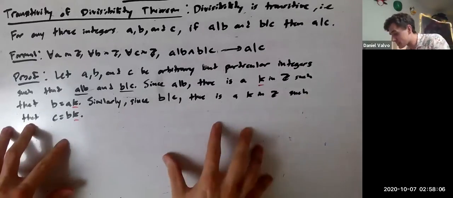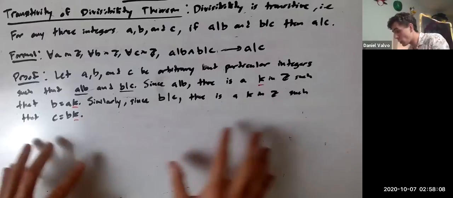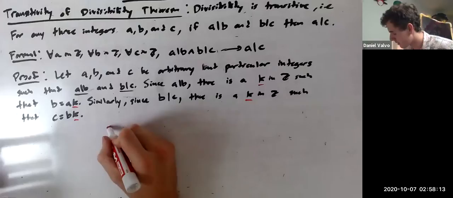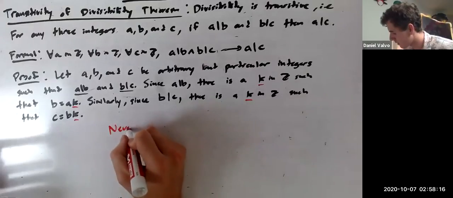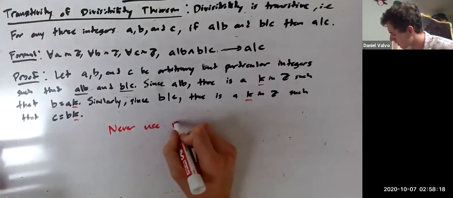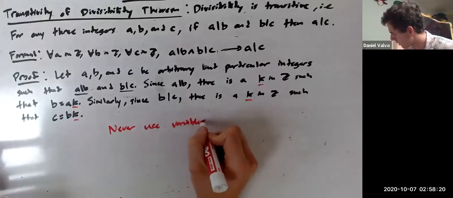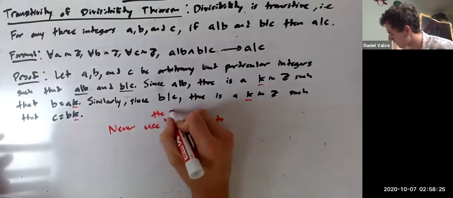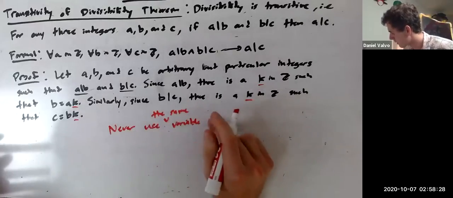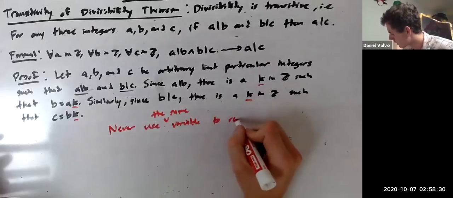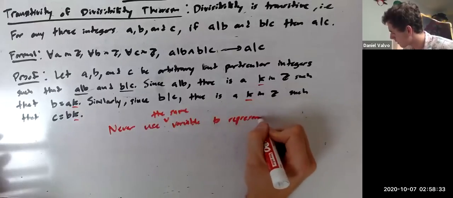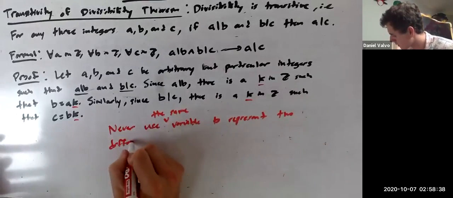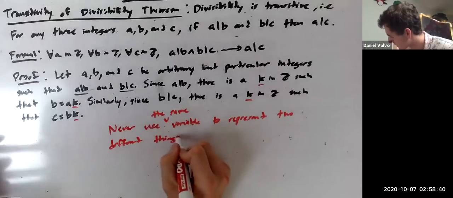Right? Yeah. The problem is here we use K to mean two different things, and that's a big no-no. Never use the same variable to represent two different things.